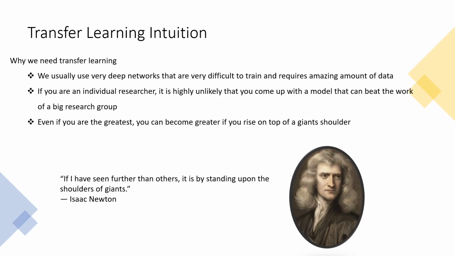Okay. And even if you are the greatest, you can become greater if you rise on top of a giant's shoulder. So that's what Isaac Newton said: if I have seen further than others, it's by standing upon the shoulders of giants. So if you basically stand upon the shoulders of giants, I mean, if you use existing knowledge, then you can make it better. So that's the whole idea behind transfer learning. Just make use of the knowledge from someone else's network or someone else's work.